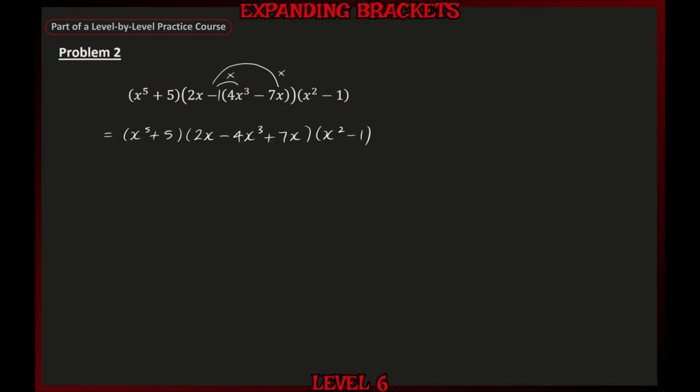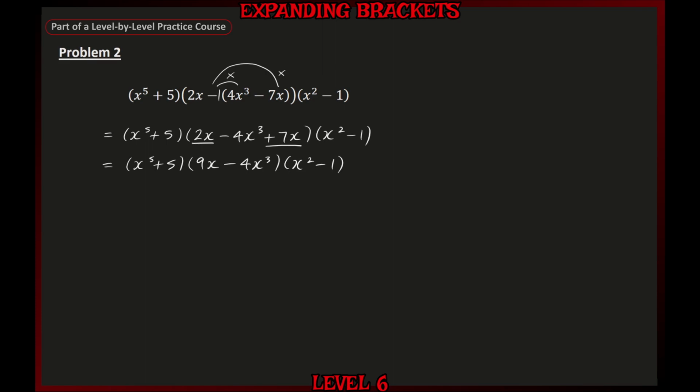Now before we start expanding these three brackets, we can simplify the one in the middle. So we have x to the power of 5 plus 5 multiplied by, and from that middle bracket we can collect together the 2x and the plus 7x to give us 9x. We still have a minus 4x cubed in there and an x squared minus 1 at the end. So now we have the product of three brackets that we need to expand.